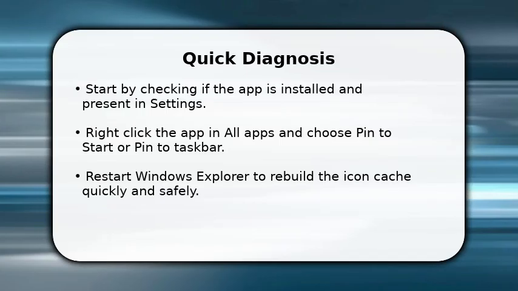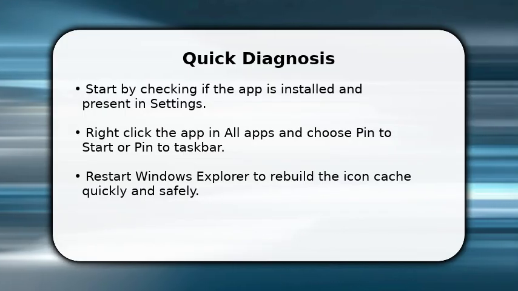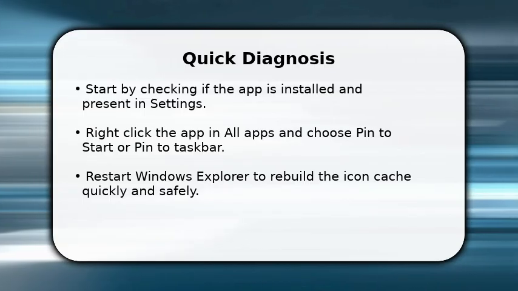Start by checking if the app is installed and present in Settings. Open Settings, go to Apps, then Installed Apps to confirm installation. If installed, check if the app is pinned to Start or Taskbar. Right-click the app in All Apps and choose Pin to Start or Pin to Taskbar.